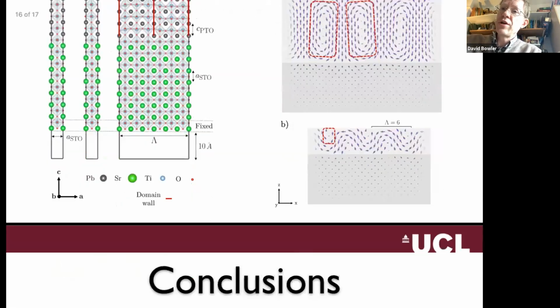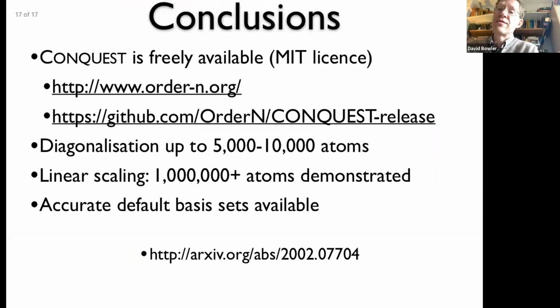So let me just conclude. CONQUEST has been released. It's freely available in a 1.0 pre-release. It's available under an MIT license, which allows a great deal of reuse. If you're interested, you can look at the ordern.org website, or you can go to our GitHub site.